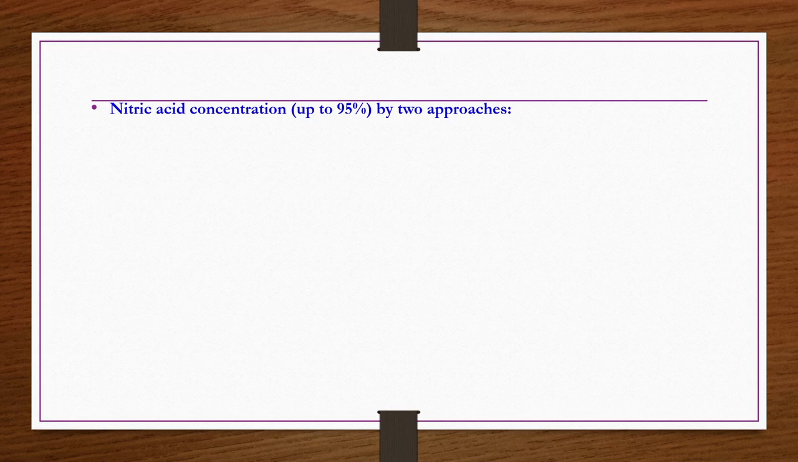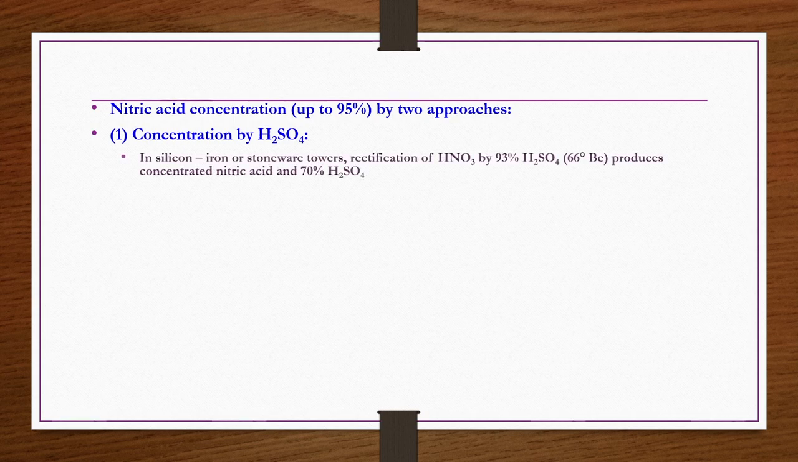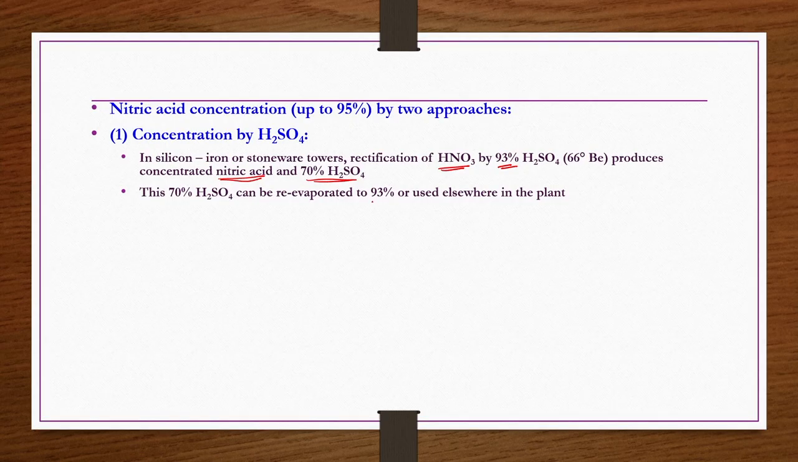There are two approaches. The first approach is concentration by H2SO4. In this process, what happens? Silicon, iron or stoneware towers are used, where rectification of HNO3 by 93% H2SO4 produces concentrated nitric acid, whereas the sulfuric acid concentration decreases to 70%. This 70% H2SO4 may be re-evaporated to 93% or used elsewhere in the plant as it is.